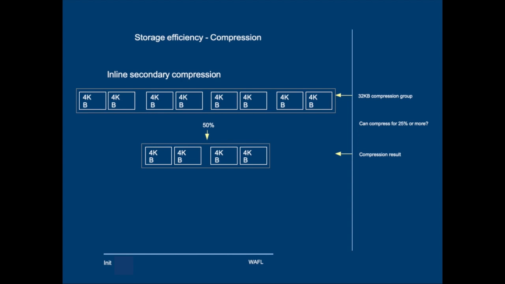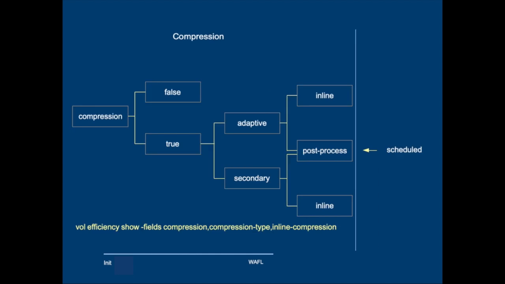So in summary, compression can be true or false. When compression is set to true, then post-process compression is on by default, and it can be scheduled. And you can either have adaptive or secondary, and inline or post-process.